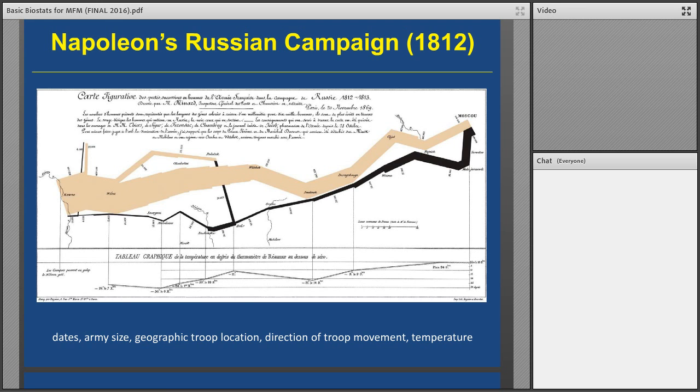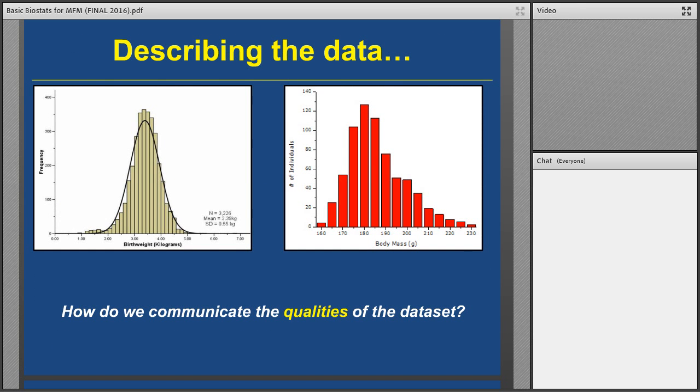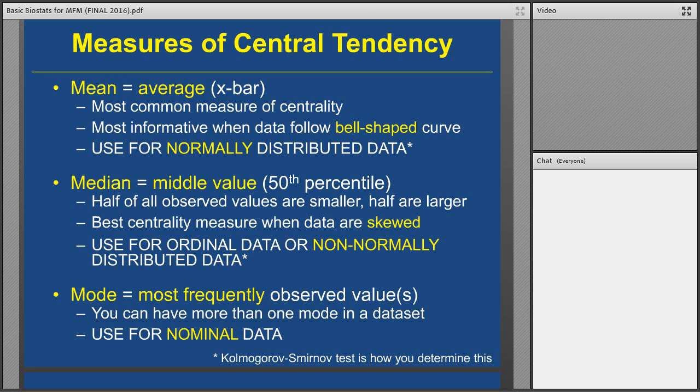So don't underestimate the power of descriptive statistics, and especially the power of mapping or graphing your descriptive statistics when you're looking at your data. It can be extraordinarily powerful. So we can communicate describing the data, and most of the stuff that we do, by graphing it in histograms and bar graphs, and we can communicate that visually, but how do we communicate that in terms of the numbers and the qualities of the data?